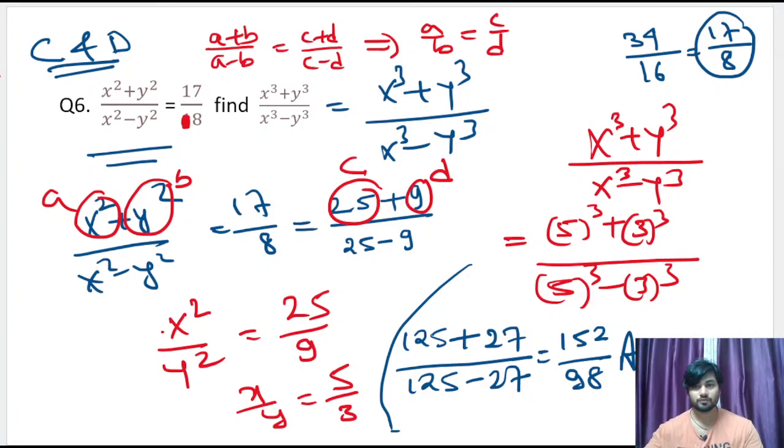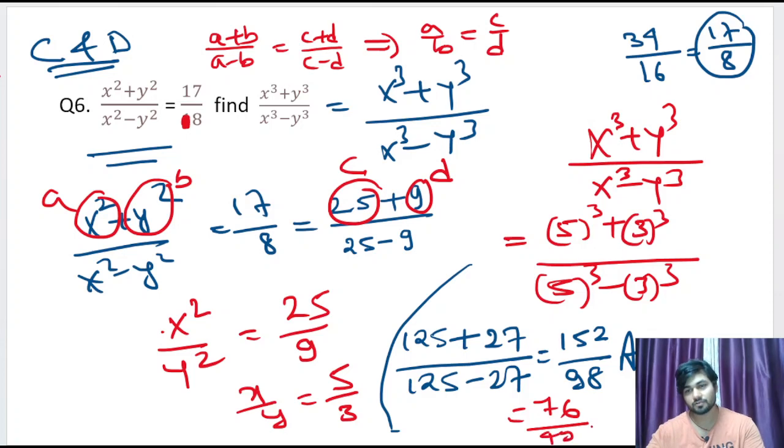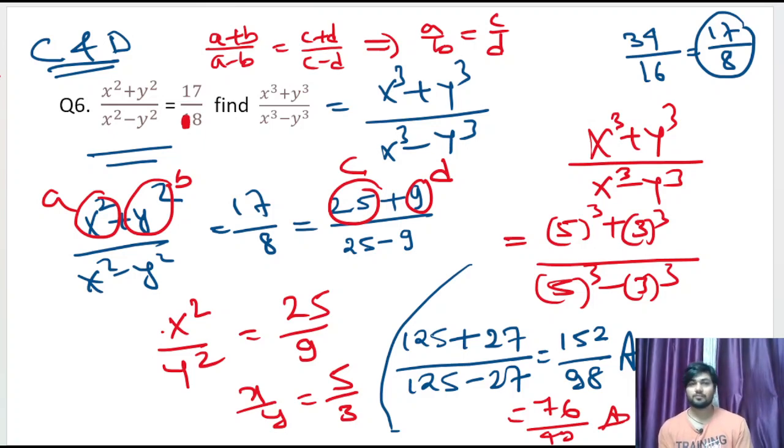I hope it is seen to all of you. Yes. Obviously I can cancel it out, it is not a big thing. You can definitely cancel it out by 2. It will give you 76 upon 49. So it will be your answer. It depends totally upon the option that is given in your question. If it is given as 152 upon 98, you will have to mark that out. And if it is given as 76 upon 49, you will have to mark that, right?